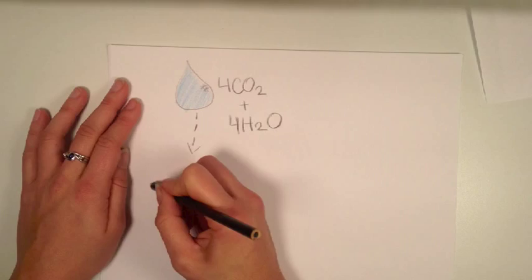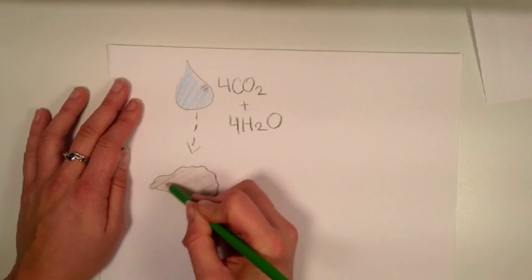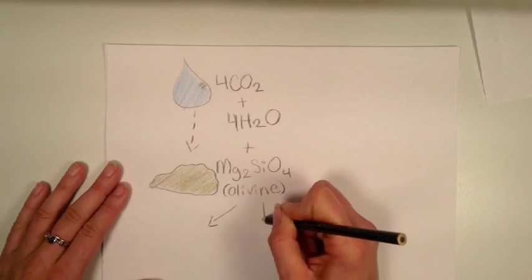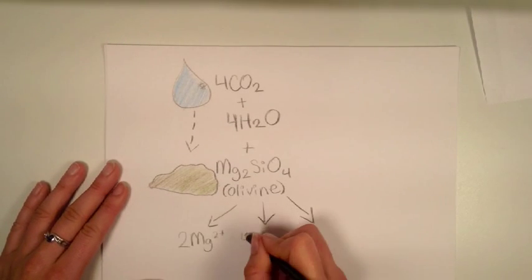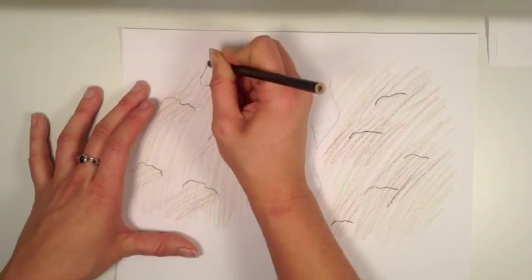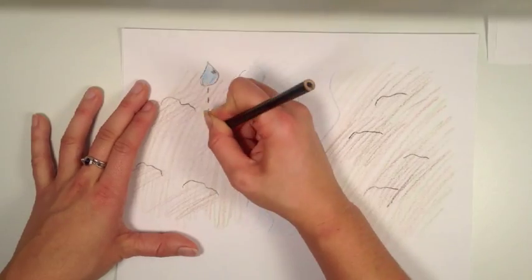Take this olivine rock, for example. Here is some CO2 and water falling on it from the atmosphere as rain. Now that olivine's magnesium has become magnesium 2 plus ion, while the carbon and silica have become bicarbonate and silicic acid. These chemicals will often then flow into a nearby river.